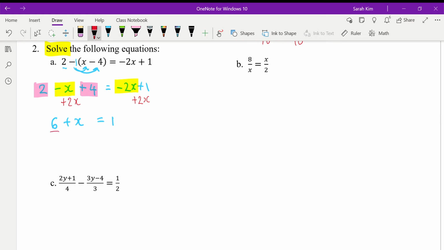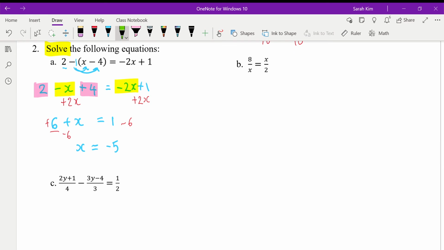All I have to do is get rid of the 6. Because it's a positive 6, I just do the -6, -6. And therefore my x is going to be 1 take 6, which is -5. That's it. Alright, B. So I've got my 2 fractions.